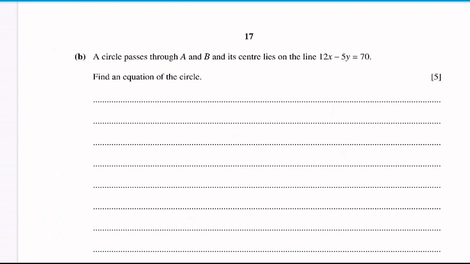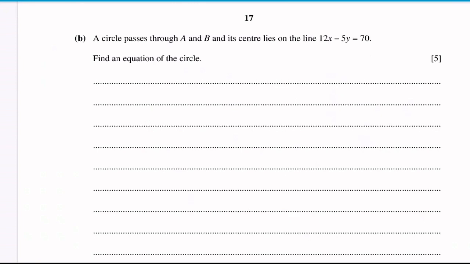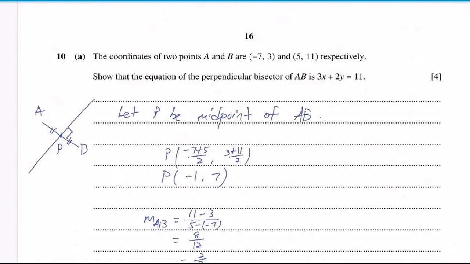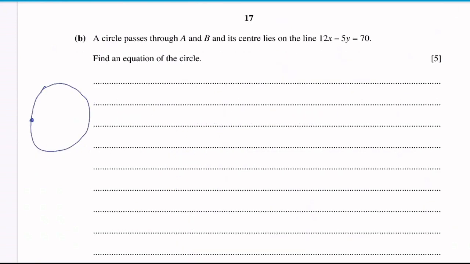So whereby we actually have the situation. Okay, so let's see what A and B are first. A is (-7, 3), and B is (5, 11). Let's say AB is like this, just roughly. And just now we have already found the perpendicular bisector of AB. The center of the circle actually lies on this line, so let's say this is the line 12x minus 5y is equal to 70.